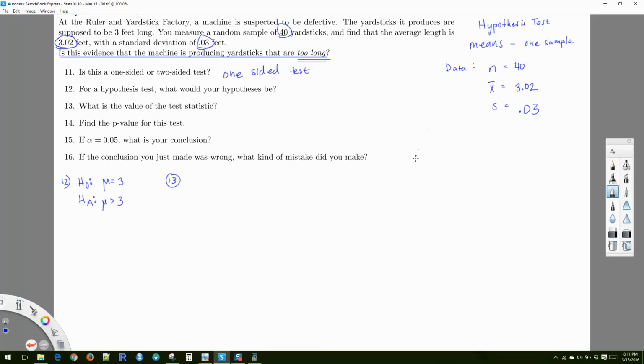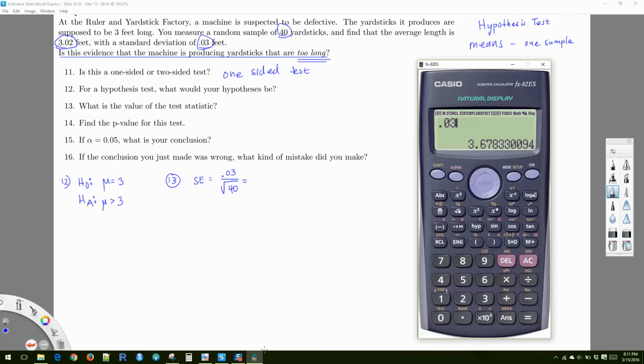These are n, x bar, and s. Okay, and so our test statistic, we're going to figure out our standard error. 0.03 divided by the square root of 40. And I get 0.00474.